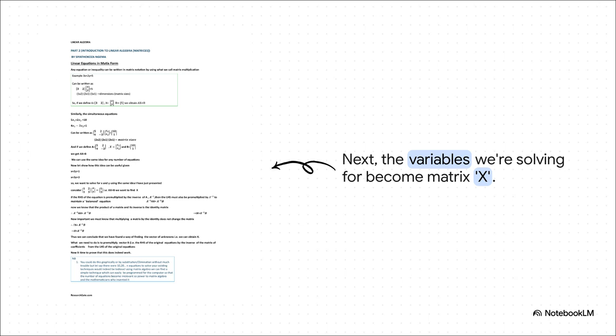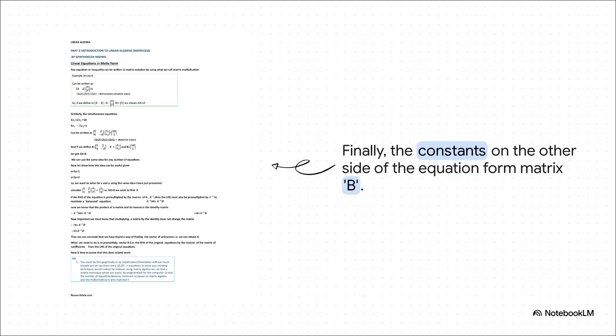Okay, step 2, the variables themselves. The x and y, or whatever we're trying to figure out, they get their own special column. This is what we call matrix X, and it represents the unknowns we're hunting for. And for the third and final piece, we take all those numbers hanging out on the other side of the equal sign, the constants, and they form their own column. We'll call this one matrix B.